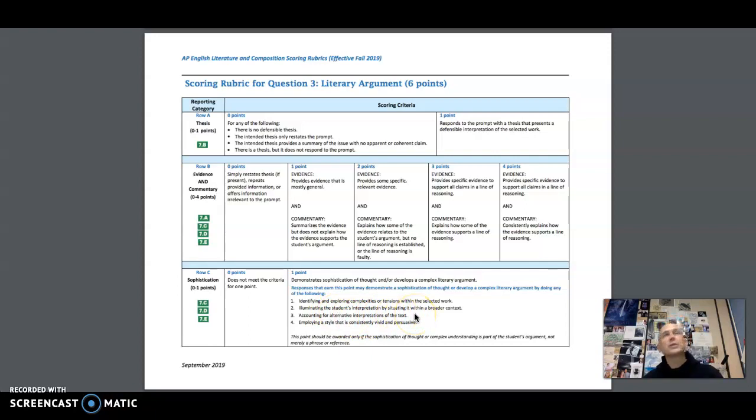Illuminating the student's interpretation by situating it within a broader context. So we'll talk about different forms of literary analysis, but some are based in history, right? Some are based within particular movements or ways of thinking. So if you situate it within the history or within a broader context or part of a bigger movement, that could potentially earn you that sophistication point. Account for alternative interpretations of the text.